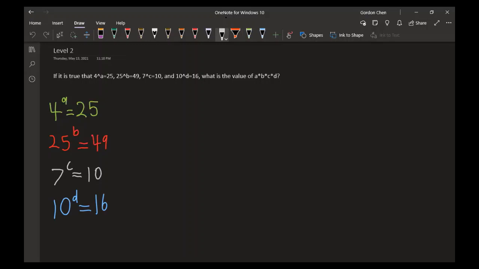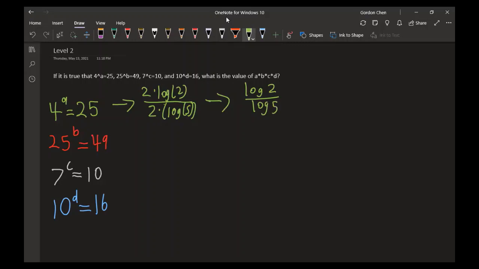Okay, so level 2. We're given that 4 to the a equals 25, 25 to the b equals 49, 7 to the c equals 10, and 10 to the d equals 16. If we solve for a, we get 2 times log of 2 divided by 2 times log of 5, and that is log of 2 over log of 5.